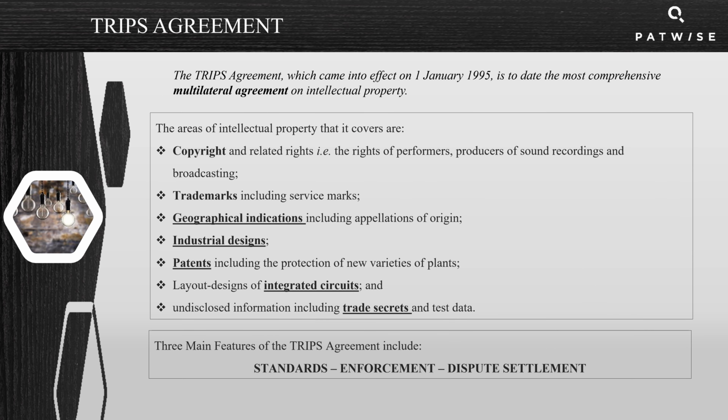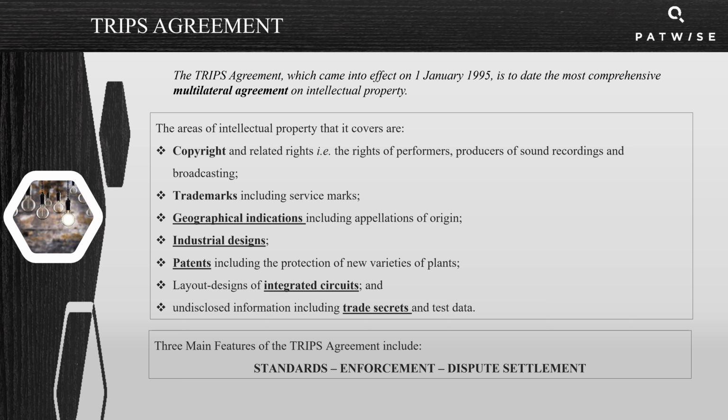The TRIPS Agreement, the Trade-Related Aspects of Intellectual Property Rights agreement, is to date the most comprehensive multilateral agreement on intellectual property protection between countries. India became a member of the TRIPS Agreement, which came into force on 1st January 1995. The areas of IP that are protected under the TRIPS Agreement include copyrights, trademarks, geographical indications, industrial designs, patents, integrated circuits, and trade secrets.